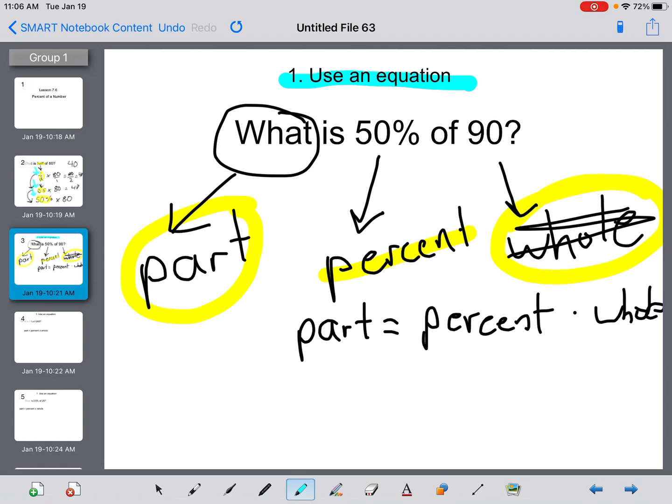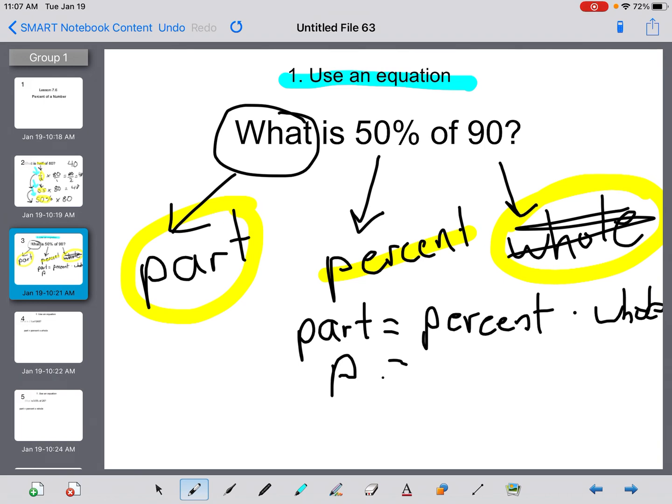So grade 7, the first part was explanation as to why this equation works. Now this is the equation you need to be able to use. The part equals the percent times whole. So let's say I'm trying to answer this question. What is 50% of 90? The what is the part. I don't know what it is.